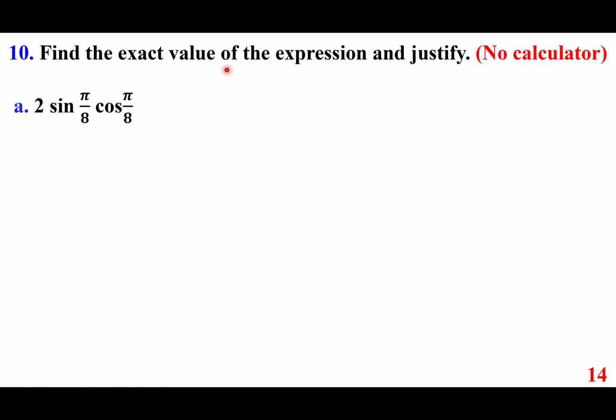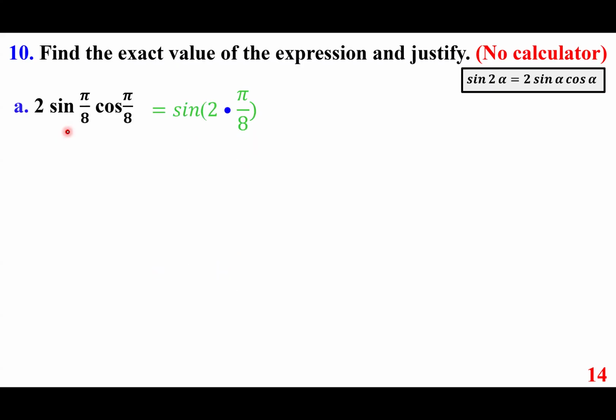Find the exact value of the expression and justify. No calculator is needed. 2 sine pi over 8 cosine pi over 8. I hope you recognize this as sine of double angle. Sine 2 alpha is 2 sine alpha cosine alpha. So this is sine of 2 times pi over 8. Obviously, pi over 8 times 2 is pi over 4. And that's a common arc, square root of 2 over 2, sine of pi over 4.